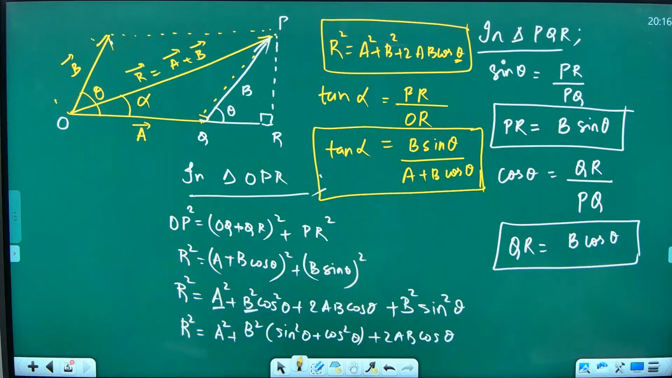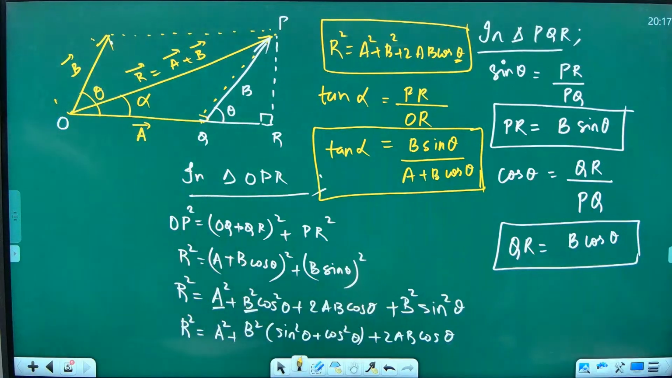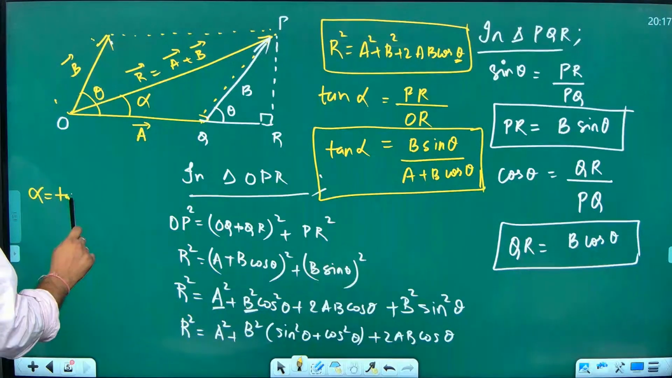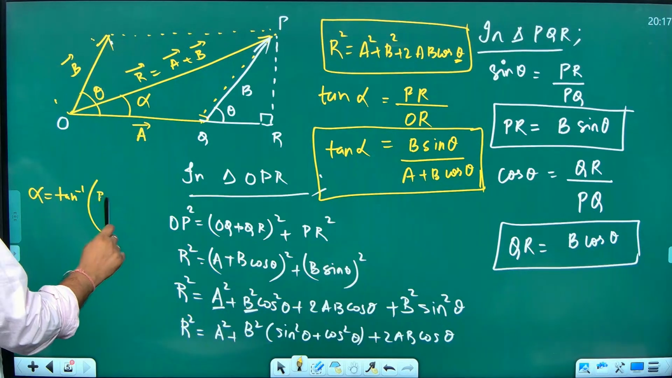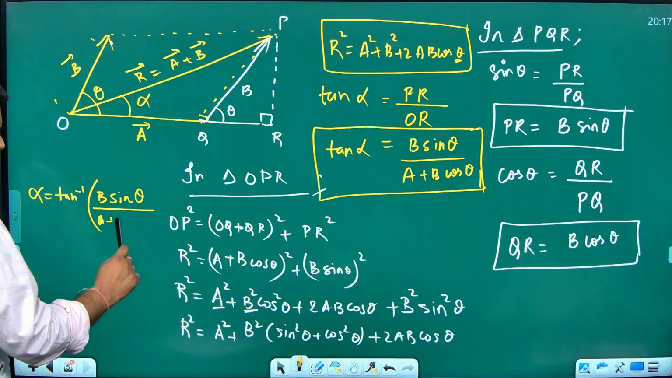Write your name, number here. Are you done? Can I proceed further? Yes, sir. Make it fast. Tan alpha will give the direction of the resultant. Tan alpha means if you want to find alpha, alpha will be tan inverse of b sin theta by a plus b cos theta.